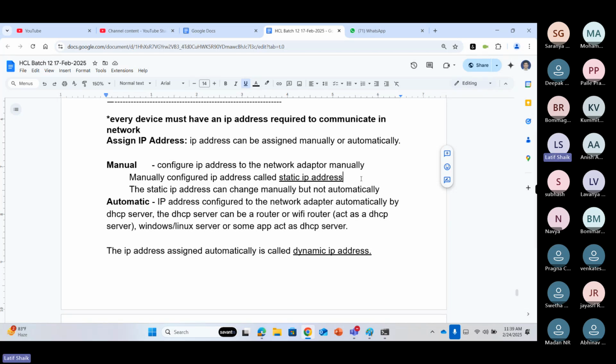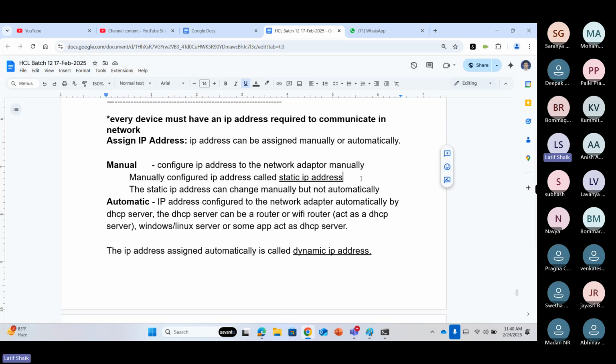Manual IP addresses are mainly assigned to things like printers, because I don't want to change their IP; it won't change automatically. Also for servers and storage devices, the different servers we are using. For servers and printers, mostly we use manual IP addresses, because they should always have the same IP. That is why we configure them manually.